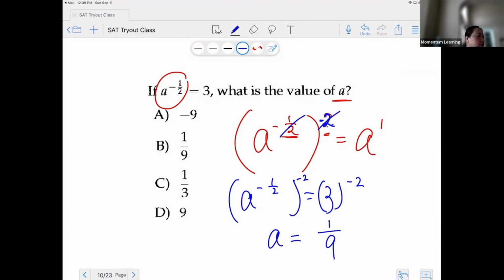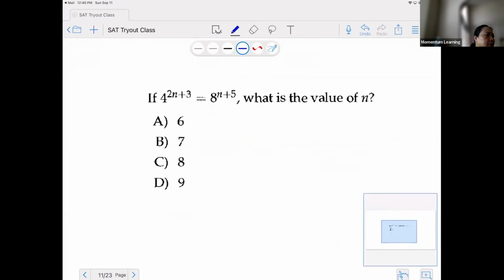And for this, you can also use one general method: plug in. If you have no idea how to find a, this is the worst case, you can plug in a. What is -9 to the -1/2, what is 1/9 to the -1/2? You can do that and then find the correct answer, which is B. Overall, since you have multiple choice, you can always try just plugging in A, B, C, D to see which one is correct. Okay, let's move on to the next one.